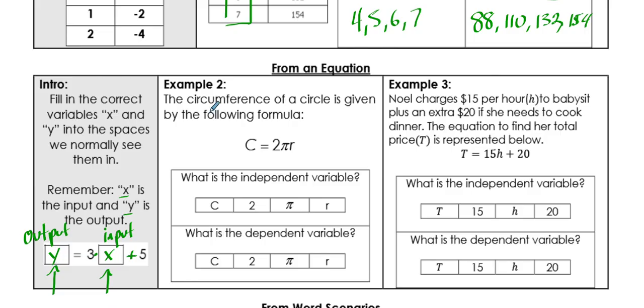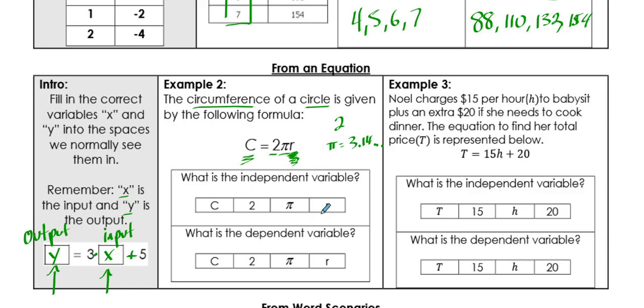So this equation is the circumference of a circle. It's given by that formula. 2 times pi times r. 2 is not a variable. Pi is not a variable. Those are both set numbers. 2 is just the number 2. Pi is just the number 3.14. Those are not variables. Those are just numbers. The two variables we have are C and R. C is the output.